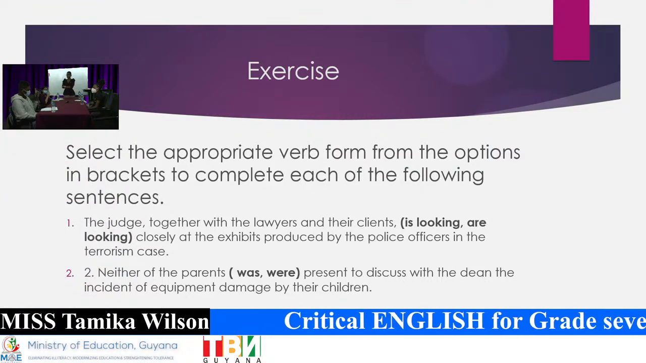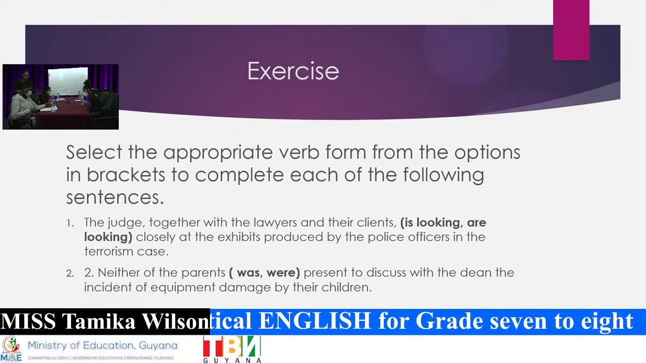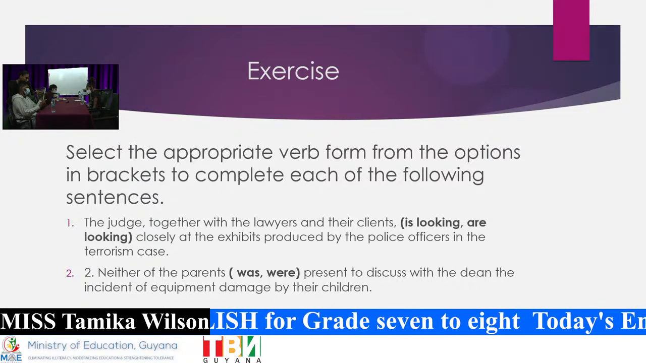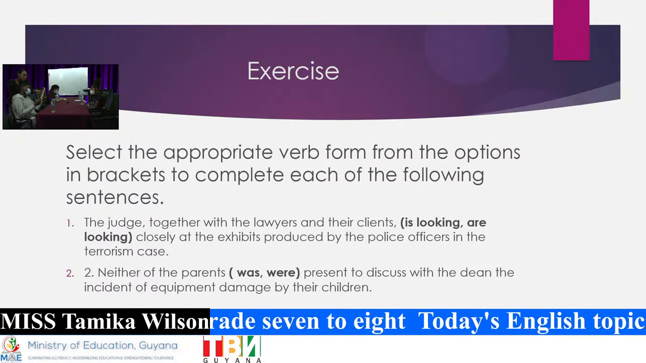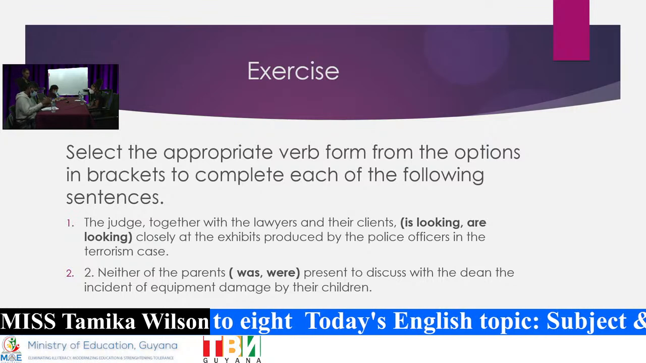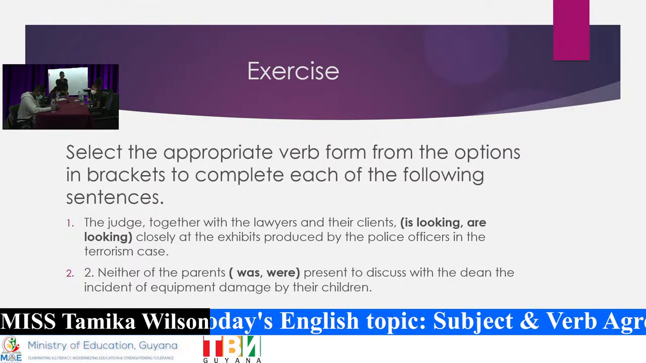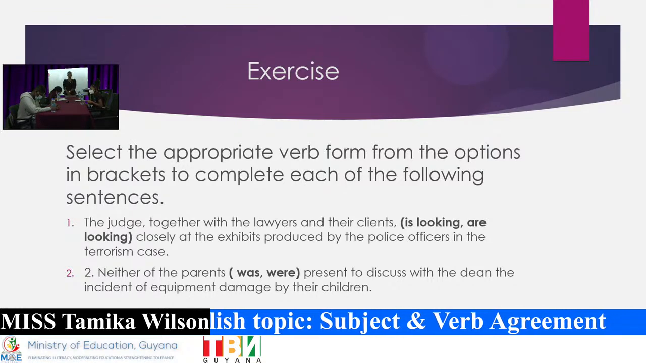Excuse me, miss. It is supposed to have "form from". Pardon? What is supposed to have "form from"? Verb form. Form from the options in the bracket to complete each of the following sentences. Okay. So you're just underlining which of the verb forms in the bracket is correct to complete the sentence. All right?